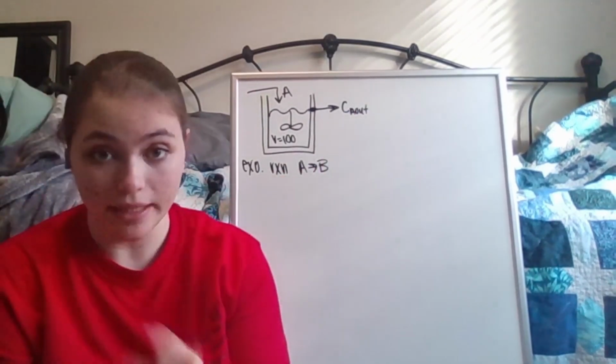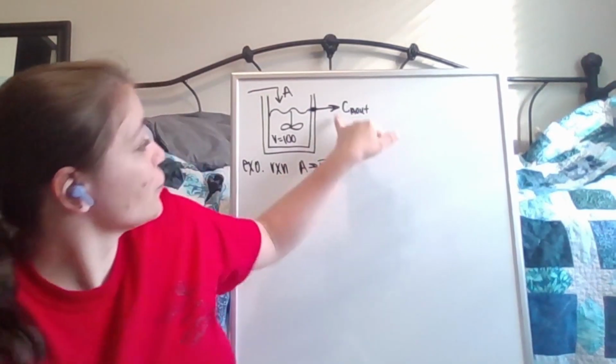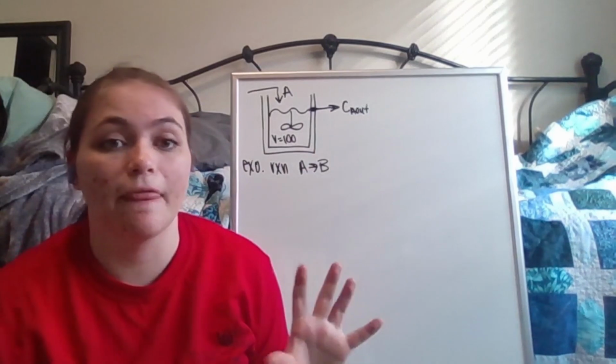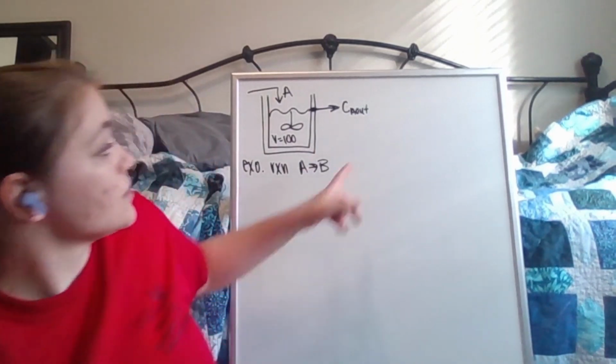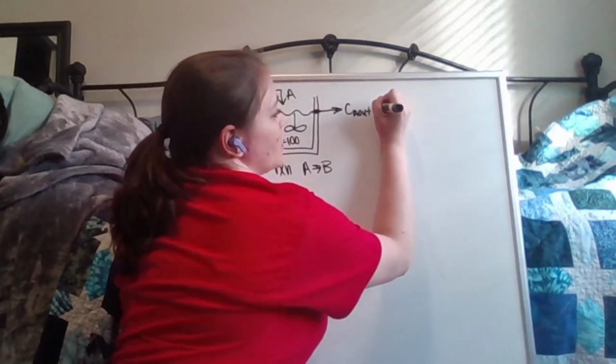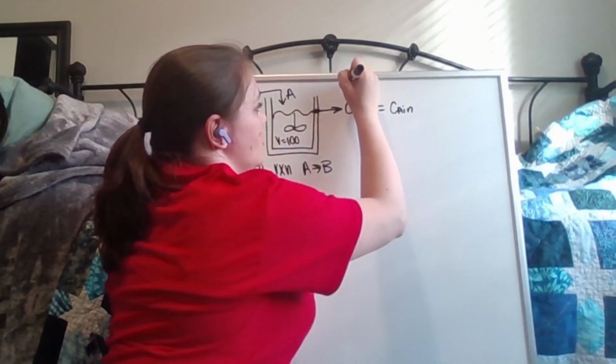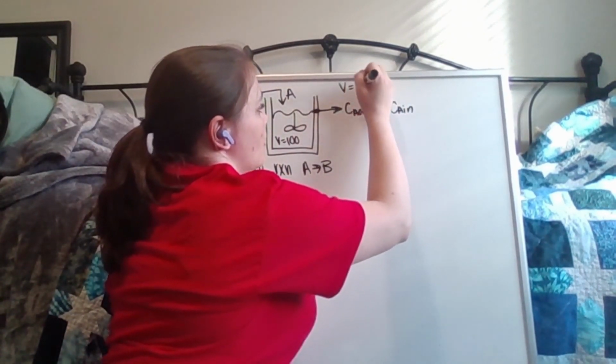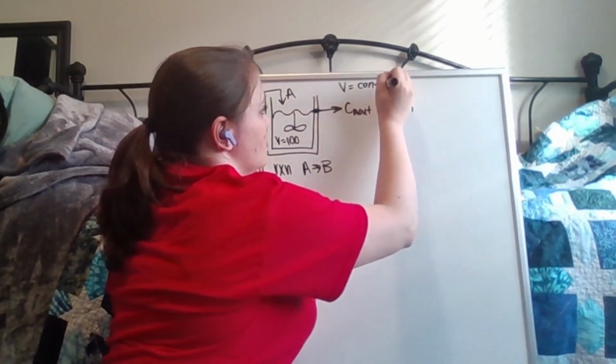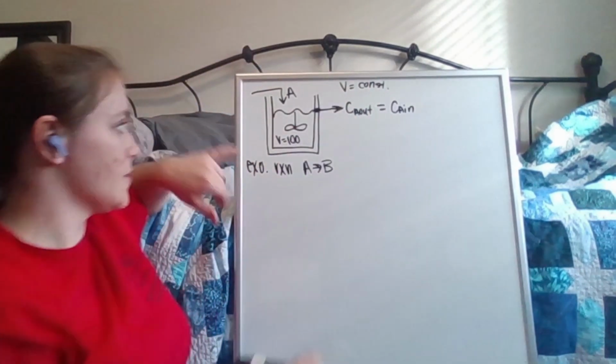All right, so part C of this problem, we are looking at a similar situation, except that we have one flow rate in. We have an overflow system in place, which means that the volume is constant. And so I'm going to put right here, CA out is equal to CA in, and that V is constant. Okay, that's why the valve's up there.